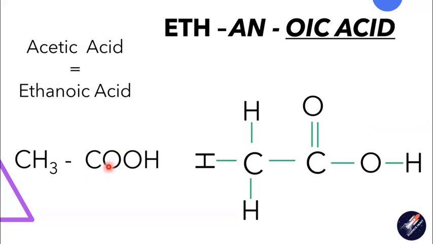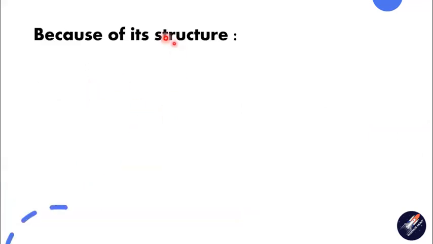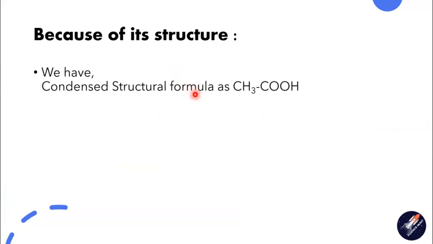Now we are getting to the conclusion. Because of acetic acid's structure, we have the condensed structural formula CH3-COOH, as we saw before. And if we combine the structural formula, we get a chemical formula that's CH3COOH.